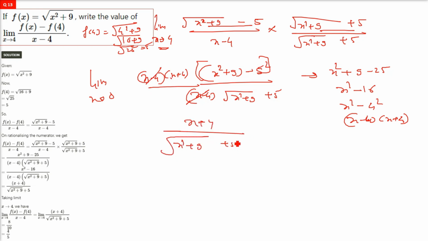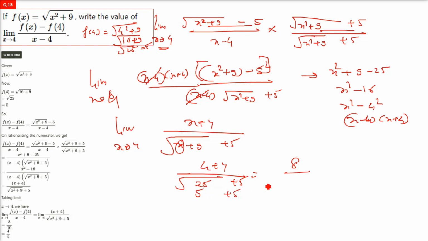Now you have this limit, because I cancel x minus 4, x minus 4. So now this x plus 4, I'm replacing x by 4. 4 4s are 16, 16 plus 9 is 25, and root 25 is 5. So this is 8 divided by 5 plus 5, it is going to be 10. 8 by 10 is 4 by 5. That is going to be the answer. 4 by 5 is your answer. Okay, those who have already done it, this is 4 by 5.